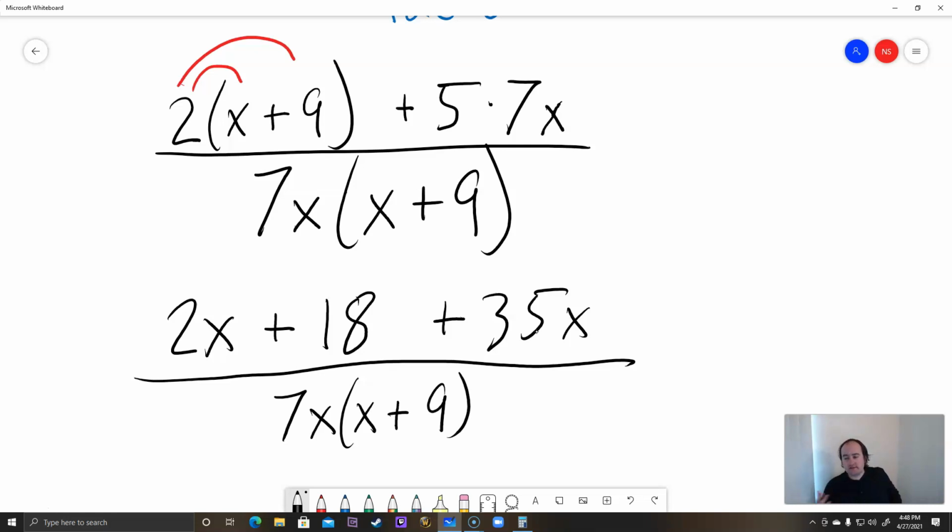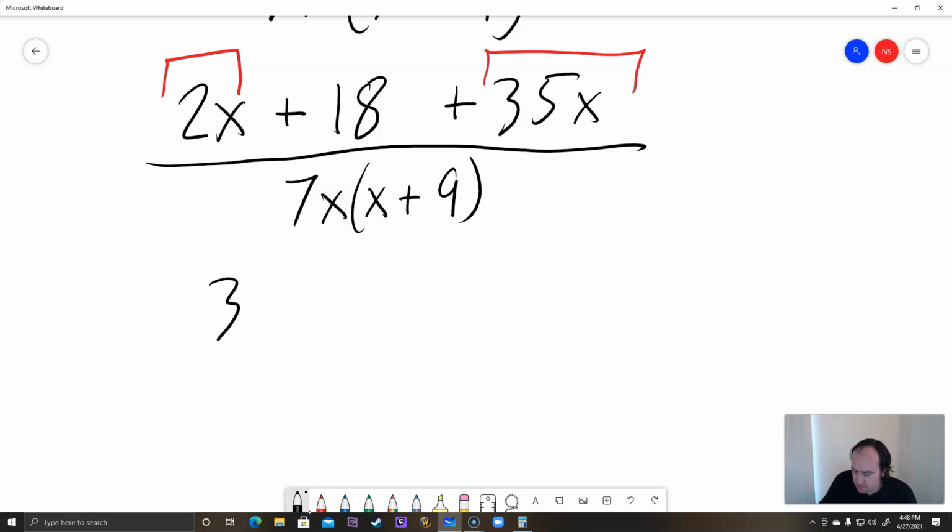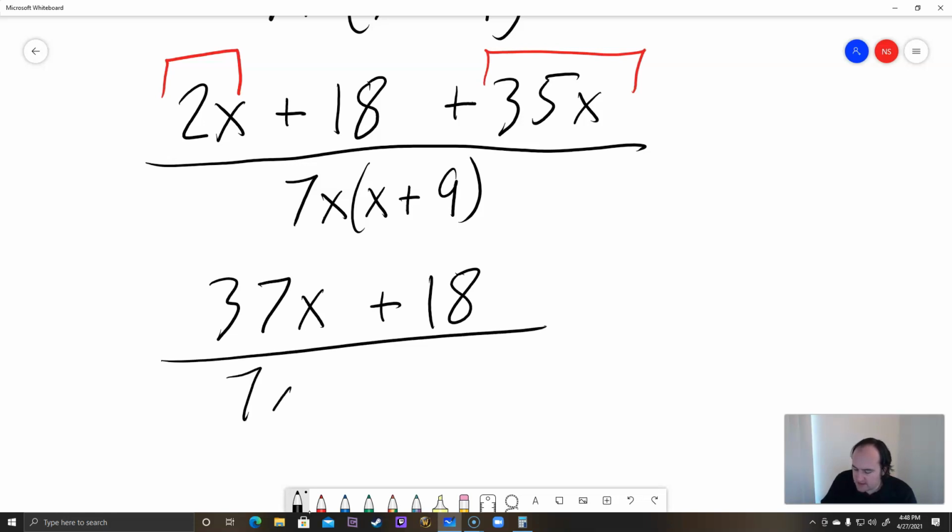Okay, and then all that's left to do here is to combine the 2x and the 35x. And then, of course, if there's anything that's going to cancel out, we're going to need to do that at the end. So combining the 2x and the 35x on the top, 2x plus 35x is 37x. Okay, so we have 37x plus 18 all over 7x times x plus 9.